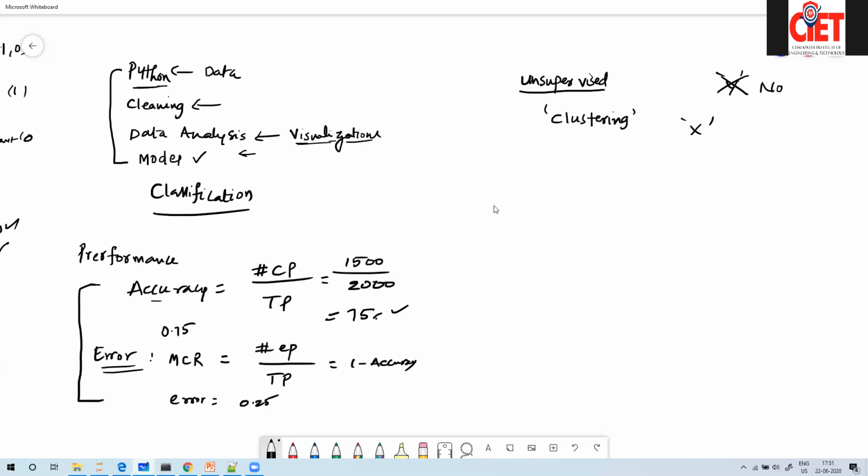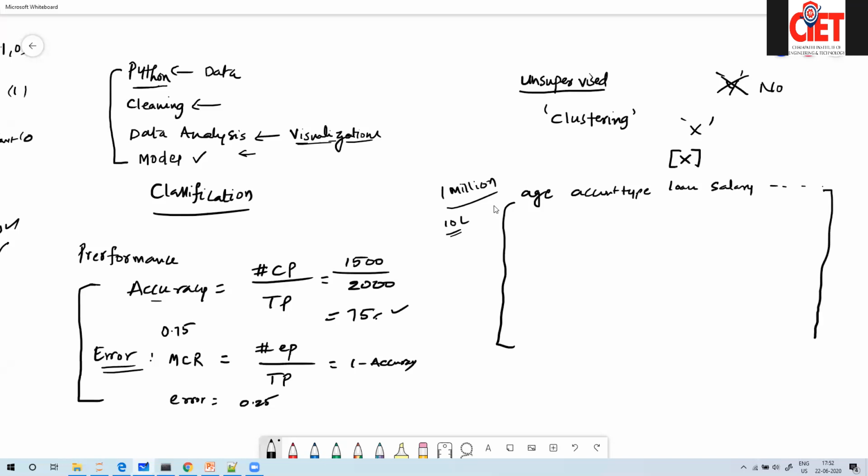Let's talk about the customers of a bank. A bank has a lot of customers. They have information about the customer: age, account type, whether they have any loan with the bank, salary, because salary gets credited into the bank, so they know the salary of the person, etc. All of these variables are x. Now, the bank may have, let's say, 1 million customers. 1 million is 10 lakhs. Now, they cannot manage all the 10 lakh customers as one single layer.